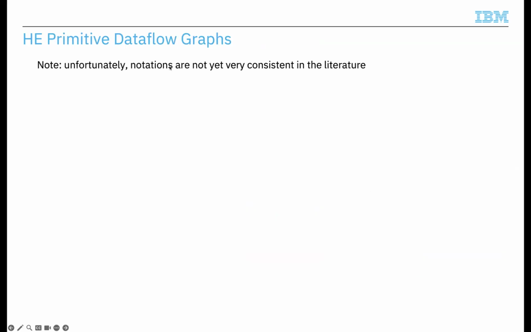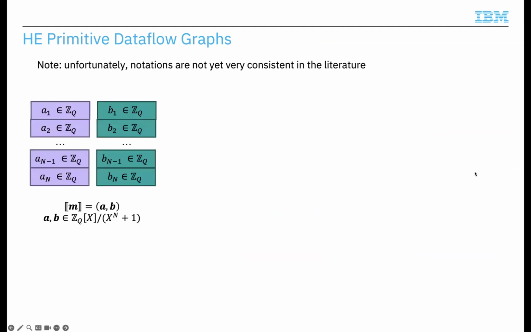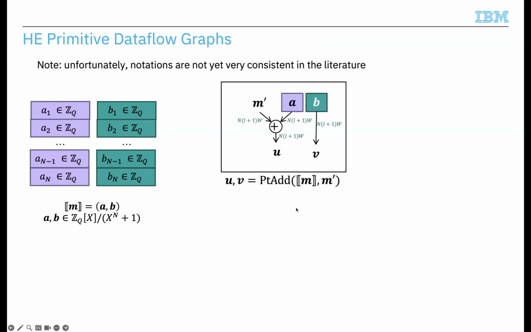So now I'll explain some of the data flow graphs, very high-level ideas about how the operations actually work. Unfortunately, the notations are not very consistent in literature, so you might see some variations of the terms I'm using, but bear with me. So now we have a single ciphertext again. I'm showing a condensed representation. So what can you do with this?